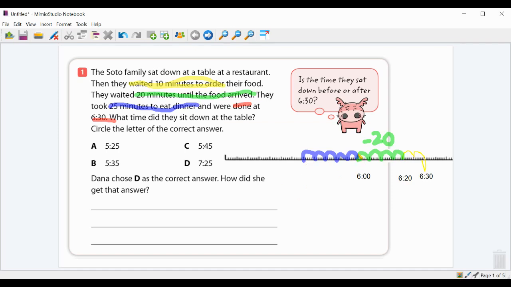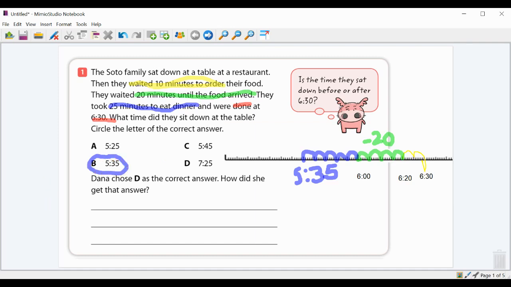So if I'm at 6 o'clock and I go back 5 minutes, that's going to be 5:55. Then 5 more minutes will be 5:50. 5 more minutes will be 5:45. 5 minutes before that is going to be 5:40. And 5 minutes before that is going to be 5:35. So our correct answer choice is right here.